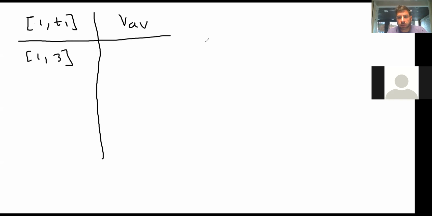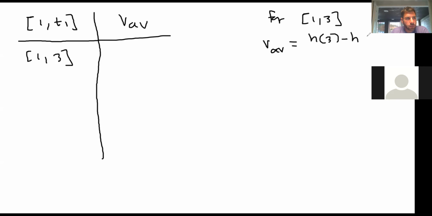Now, I'm not going to go through all these, but it's real easy to do. So what is it for 1 comma 3? For 1 comma 3, the average velocity is h of 3 minus h of 1 all over 3 minus 1. You can easily go to a calculator to make this happen, or you can do it by hand, whatever you prefer. But whether you use technology or not, you should absolutely know how to do it by hand. So don't forget what h is.